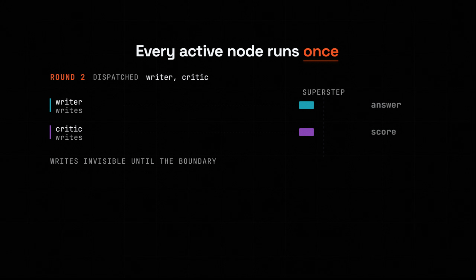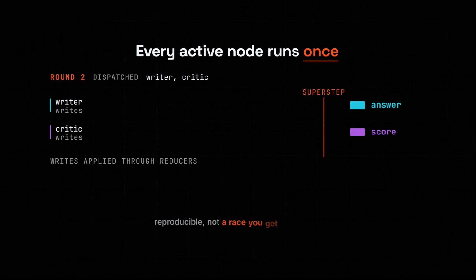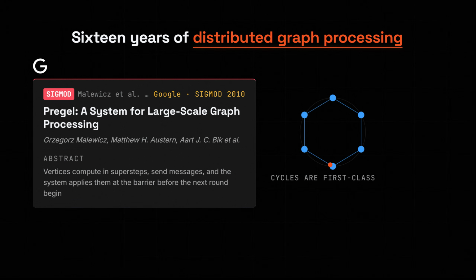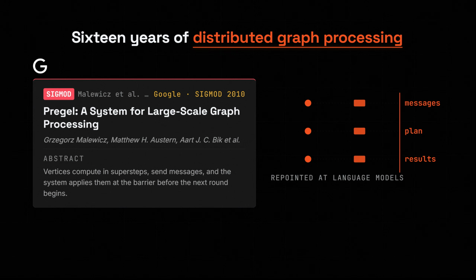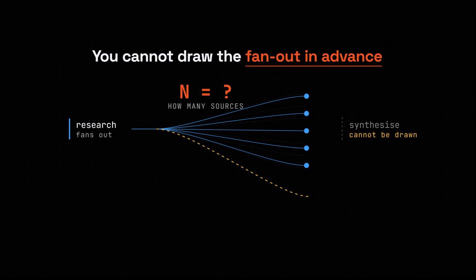That is what turns a parallel branch into something reproducible instead of a race you get away with. That model is not new, and LangGraph has never pretended it is. It is the Pregel model, out of a Google paper published in 2010, 16 years of distributed graph processing, repointed at language models. Cycles are a first-class citizen there, which is exactly why a retry loop is not a special case here. It also solves the thing a static diagram cannot.